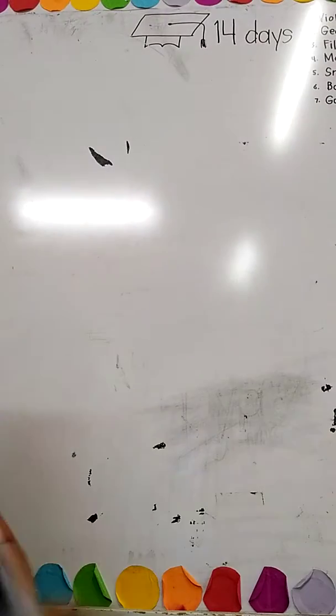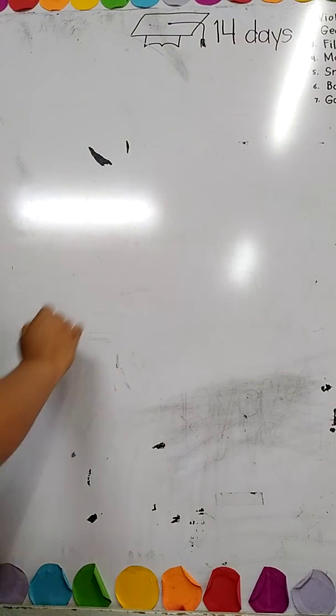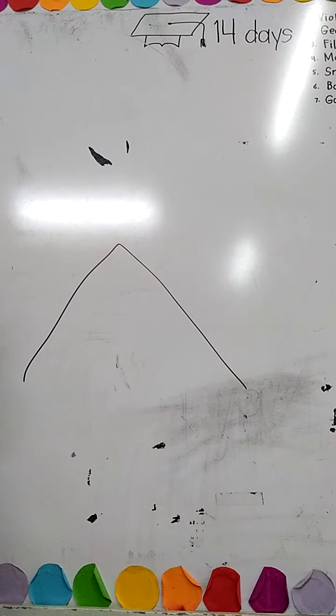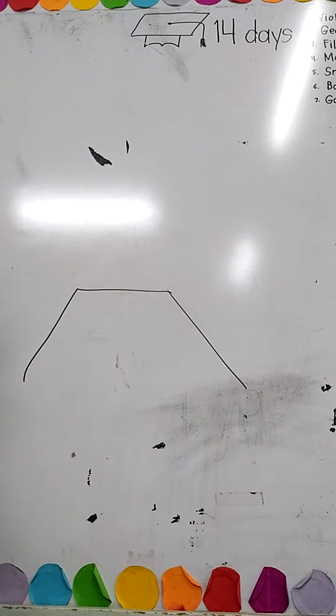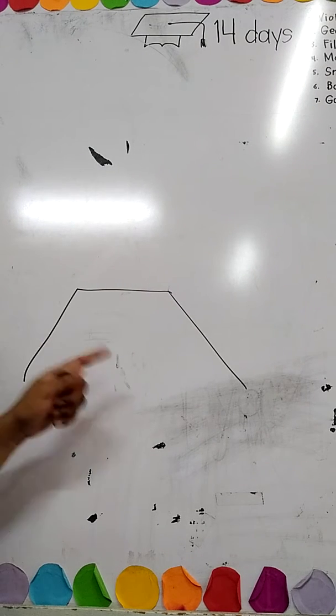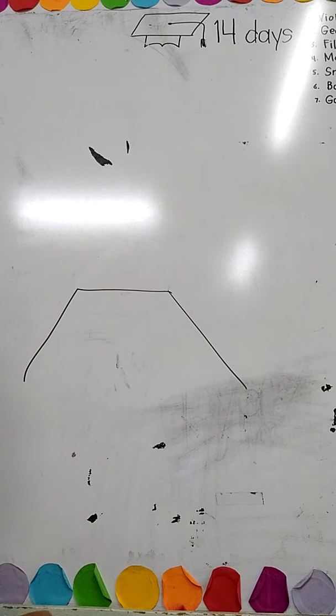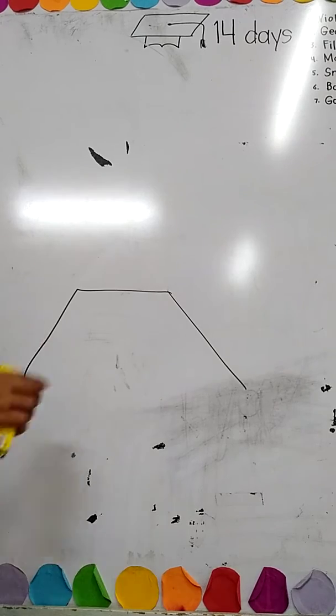Okay, so it looks like this. So if a mountain looks like that, what you can do with a plateau is make that straight, like the roof of a house. Okay, so that is what a plateau looks like. Okay, good. Plateau.